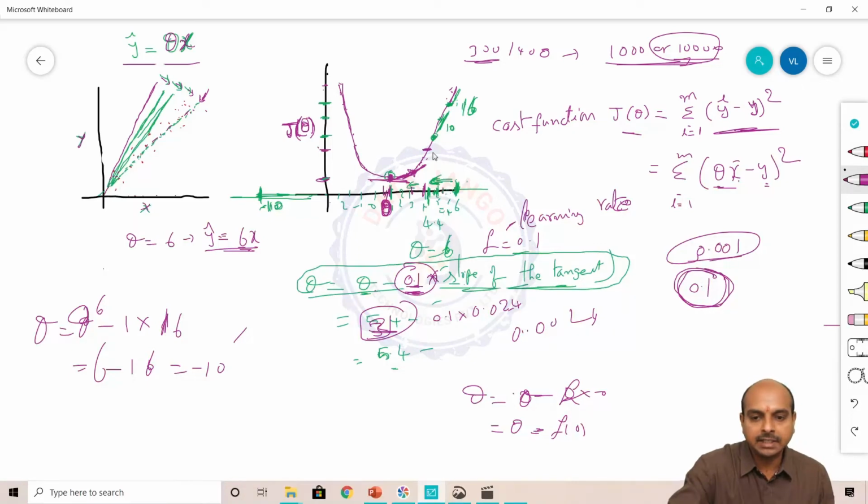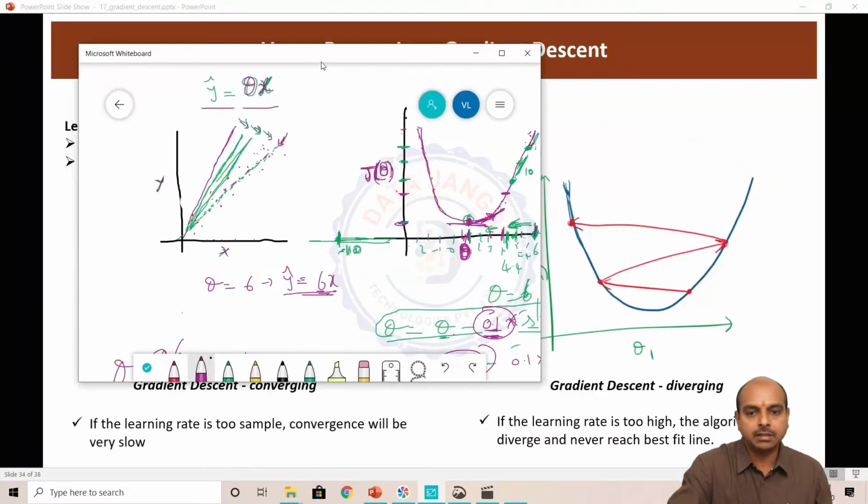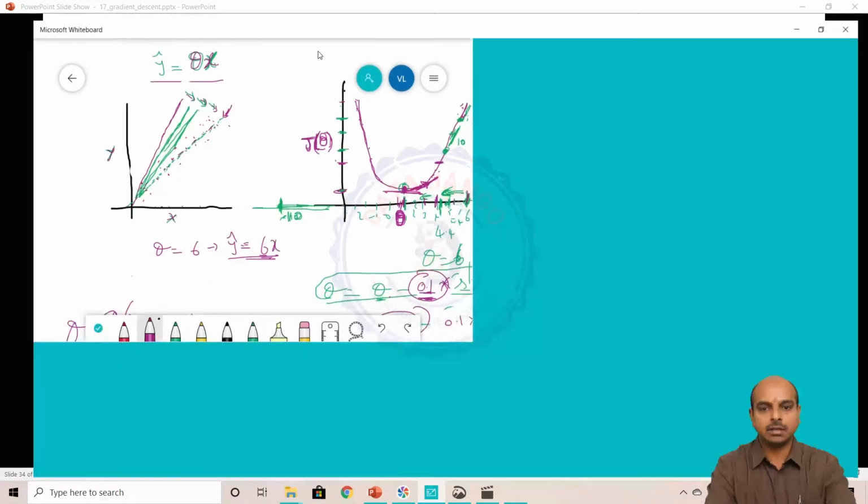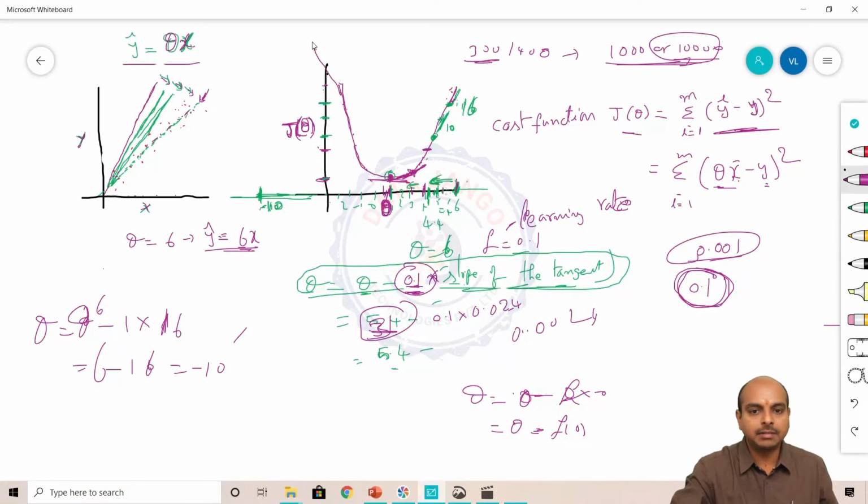Instead of converging, what happened? From here, it actually jumped all the way. Minus 10 is somewhere here. For explanation purposes, let us take minus 10 somewhere here. The slope here is more than 16, maybe 26 or something. In the next epoch, what will happen?